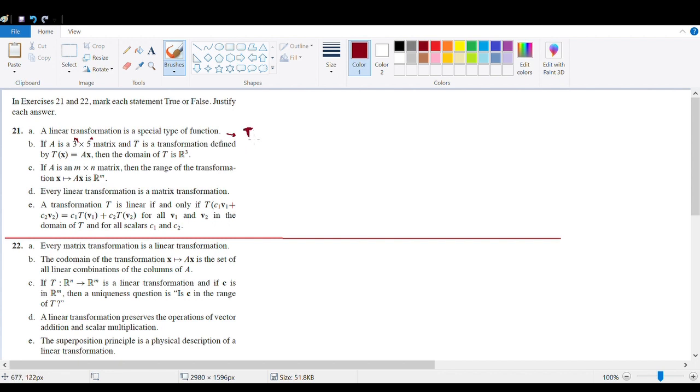Now B: if A is a 3 by 5 matrix and T is a transformation defined by T(x) = Ax, then the domain of T is R3. We said that the domain is always in Rn, but here R3 is not Rn, it is Rm. So this one should be false. The domain of T will be all the vectors in R5.